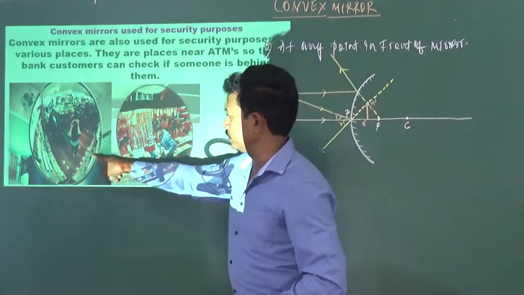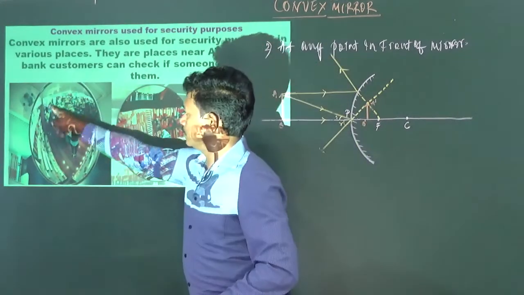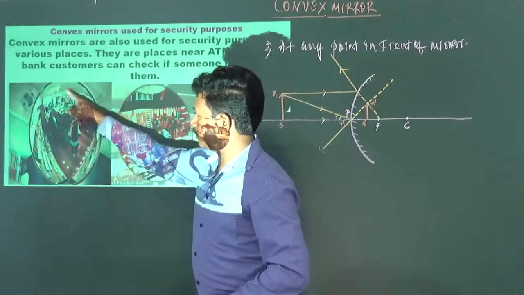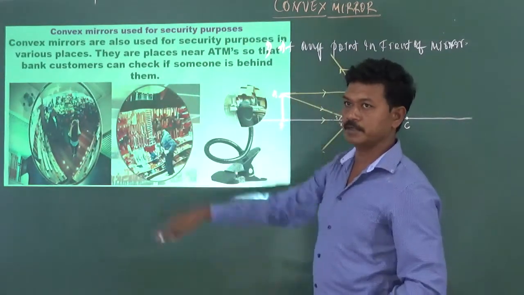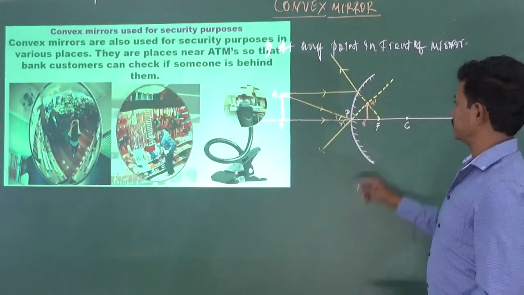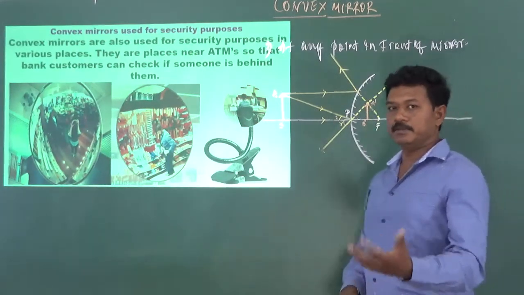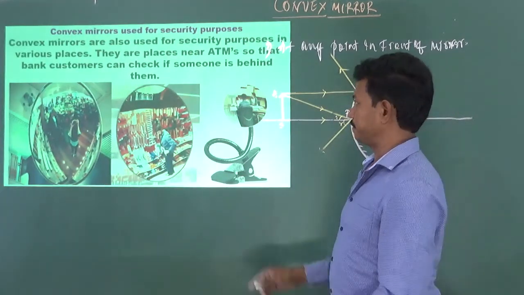Right? So here also you can see that so many people are here. A person standing here, so many people, including them, you can see inside the mirror because the images formed in the convex mirrors are diminished, virtual and direct. Okay. Next one.